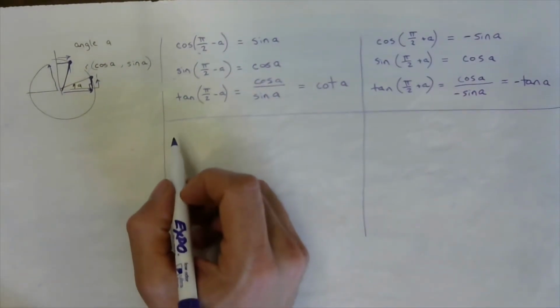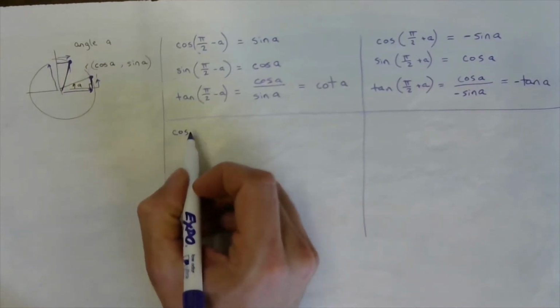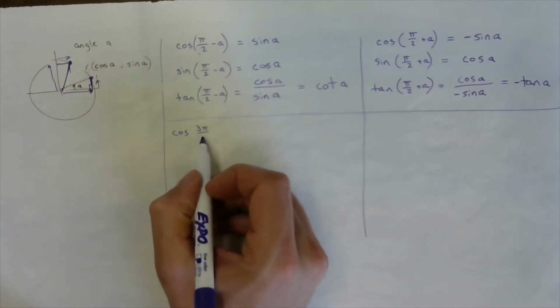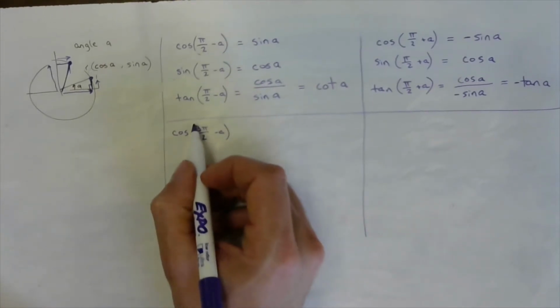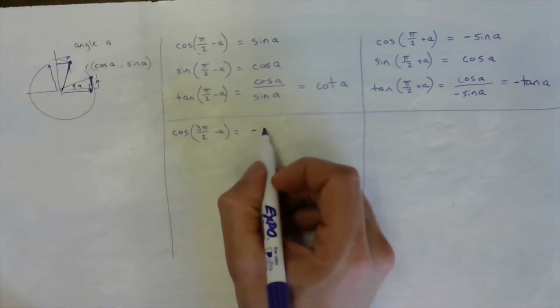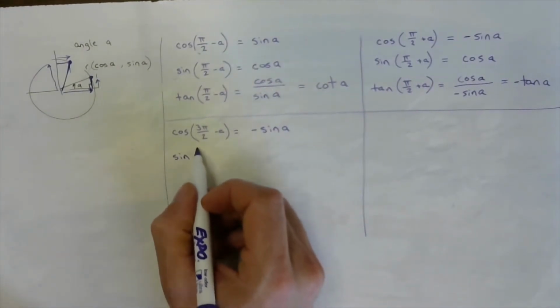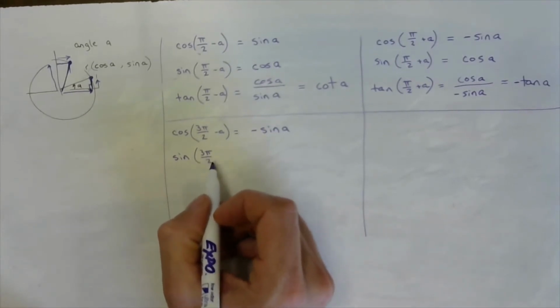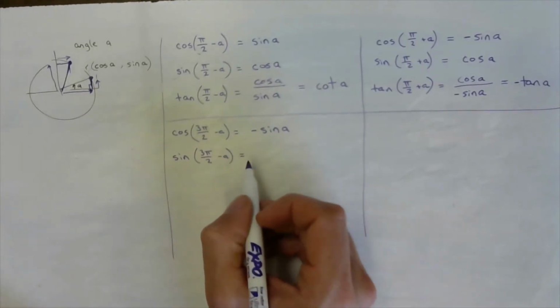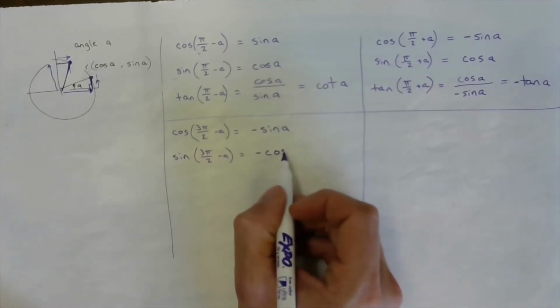In our next box, bottom left, we can do 3 pi over 2 minus a. So we've got the cosine of 3 pi over 2 minus a. And that correlated to negative the sine of a. The sine of 3 pi over 2 minus a related to the negative cosine of a.